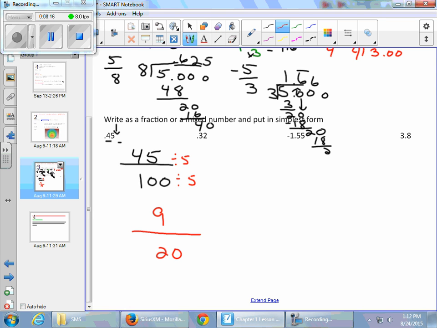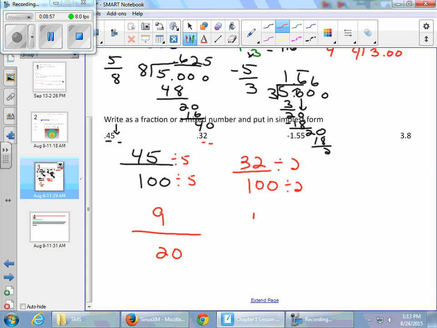Okay, now we're going to look at 0.32. Once again, you're going to look at your farthest number out. Once again, that's the tens, that's the hundreds. Hundreds is your denominator. Take the 32, put it on top. Now, do the top and bottom have a common factor? Yes, they do. They're at least even numbers. Look at the last digit. If the last 2 digits are even, they have 2 in common. So we can divide top and bottom by 2.